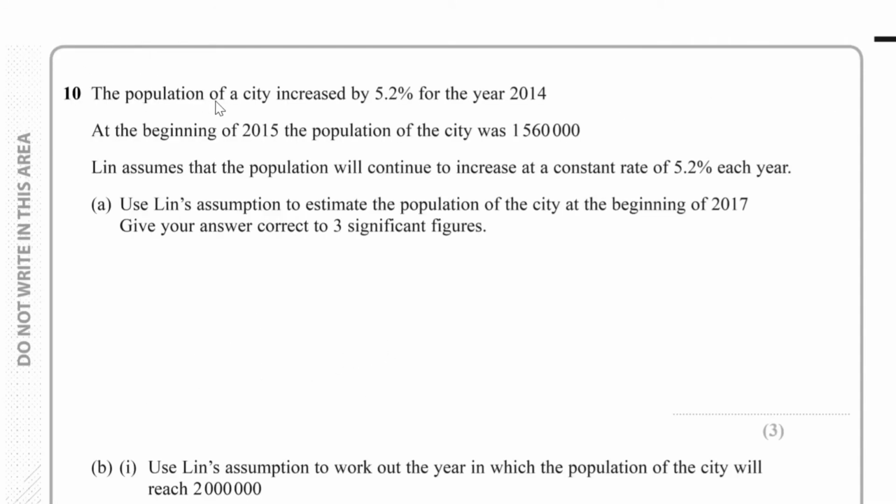Question 10. The population of a city increased by 5.2% for the year 2014. At the beginning of 2015, the population of the city was 1560000. Lynn assumes that the population will continue to increase at a constant rate of 5.2% each year. Use Lynn's assumption to estimate the population of the city at the beginning of 2017. Give your answer correct to 3 significant figures.